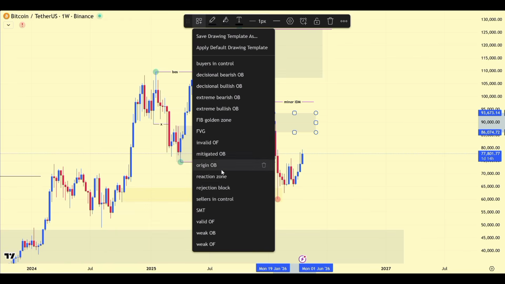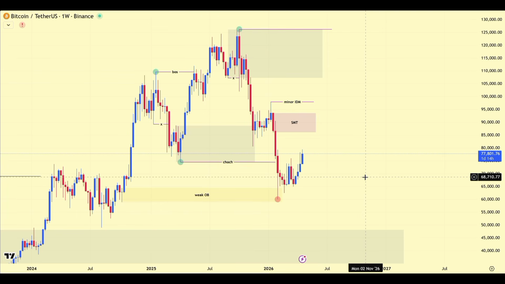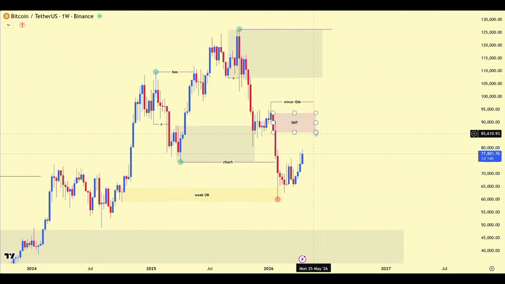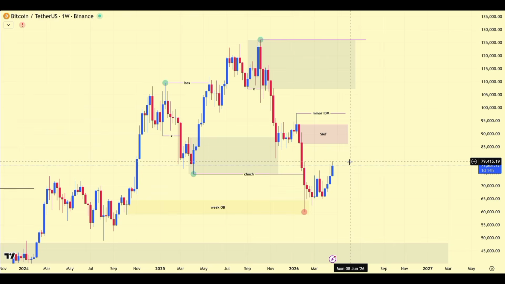Right below here, there we have it, a smart money trap. But remember that this here is of course a smart money trap, but if I dive into the lower time frame, this is actually a valid POI. So let me get to the lower time frame so that you get to understand exactly what I mean.